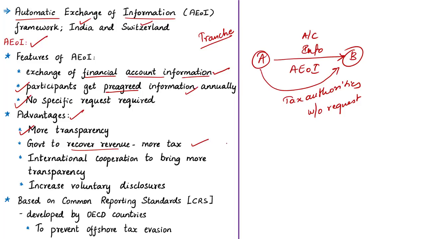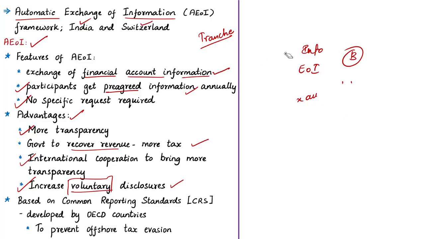Then this agreement will further strengthen international efforts to increase transparency, cooperation and accountability among financial institutions and the tax administrations. Finally, the automatic exchange of information framework will increase voluntary disclosures of concealed assets. It will be done by encouraging taxpayers to report all relevant information.